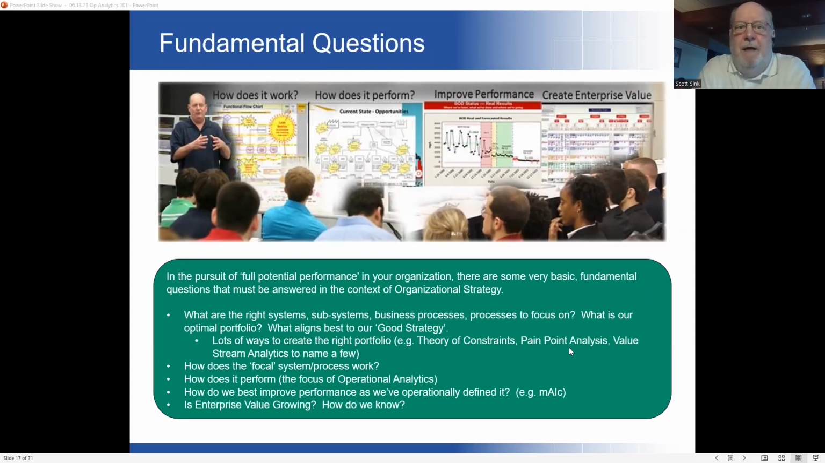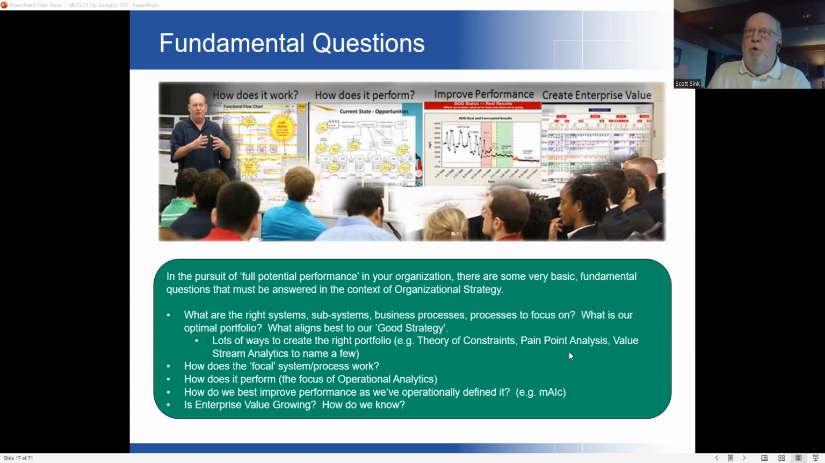So then the question is, how does the focal system, the system or process that we're interested in, how does it work? And then how does it perform? That's the focus of operational analytics. And then how do we best improve performance as we've operationally defined it? That's sort of like in the DMAIC model, little m, big A, big I, little c, if you think about it. And then is enterprise value growing, and how do we know?